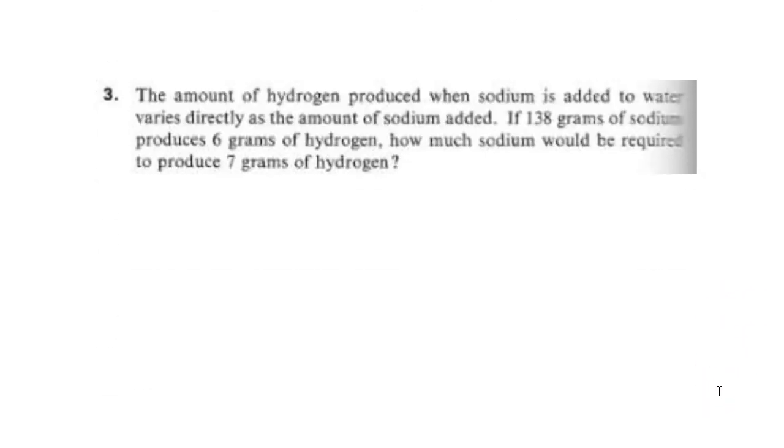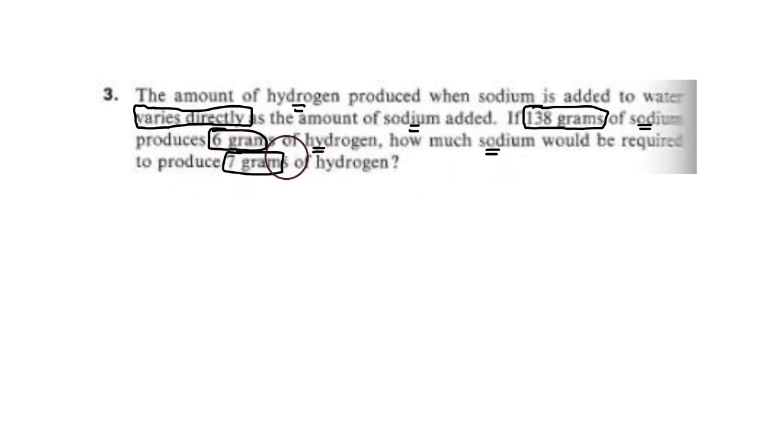Number 3, the amount of hydrogen produced when sodium is added to water varies directly as the amount of sodium added. So there are two things mentioned, amount of hydrogen and amount of sodium. The 138 grams goes with the sodium. The 6 grams goes with the hydrogen. Then we're asked how much sodium would go with 7 grams of hydrogen.